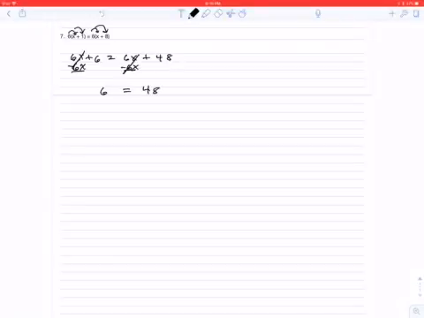Now for 7, let's use the distributive property to get rid of those parentheses. So I have 6x plus 6 equals 6x plus 48. Now if I try to get rid of the x's, let's subtract 6x from both sides. The x's completely drop out. What I have is a statement that 6 is equal to 48, which we know can't be true. So we'd say that this is a contradiction. There is no solution.